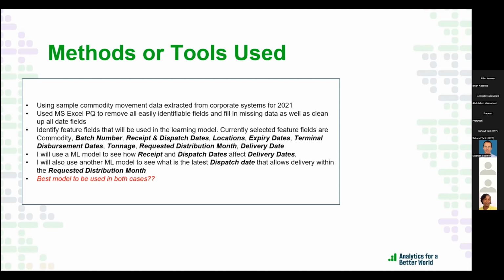And then there was another model. This one is looking specifically at the latest date these smaller locations can receive food to allow them to deliver within the requested distribution month. Slightly different from what we are looking at up there. The one above is a bit generic, should I say, but the second model is trying to see, for these various smaller locations, what's the latest we can deliver food to them to allow them to deliver on time.